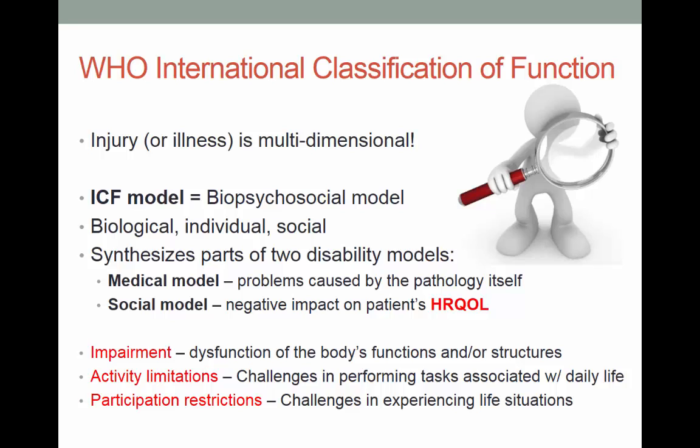The ICF classifies injuries and illnesses as multidimensional. This model is considered a biopsychosocial model, meaning that it considers the biological, individual, and social impacts of a disease, disorder, or disability, and its effect on the patient population. We focus on three main areas of concern: impairment, which is the dysfunction of the body's functions and/or structures; activity limitations, which are challenges in performing tasks associated with daily life; and participation restrictions, which are challenges in experiencing life situations.